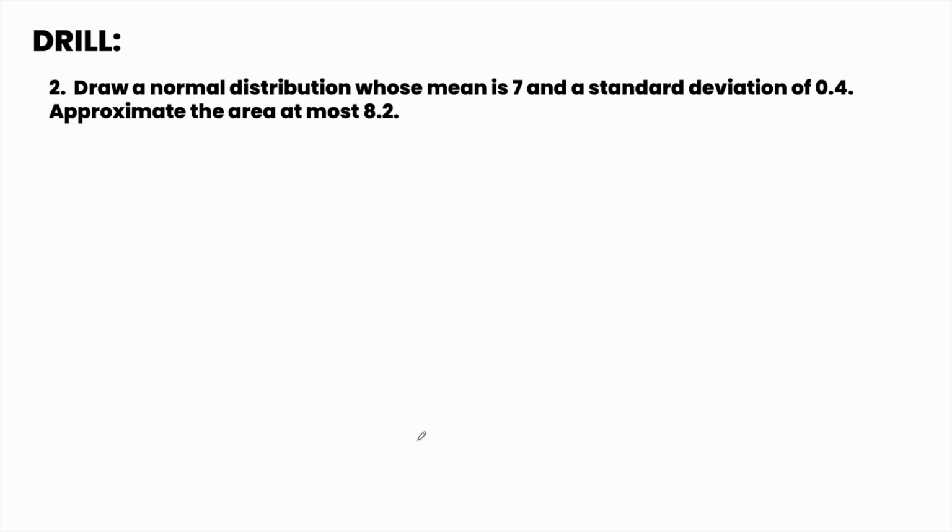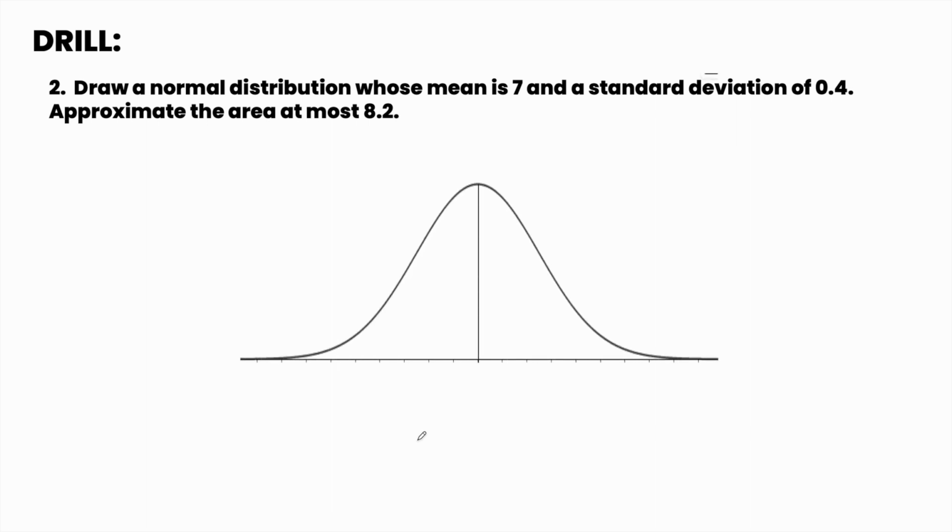Number 2, draw a normal distribution whose mean is 7 and a standard deviation of 0.4. Approximate the area at most 8.2. So this is your illustration. The mean is 7, and the standard deviation is 0.4. So that means we're going to travel from 7 to 7.4, 1 standard deviation away. Again, whatever happens to the right will also be the case to the left.